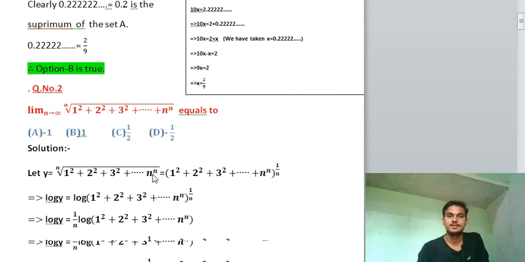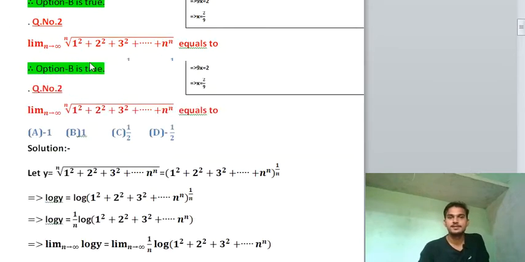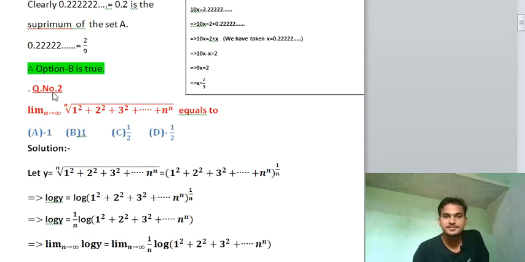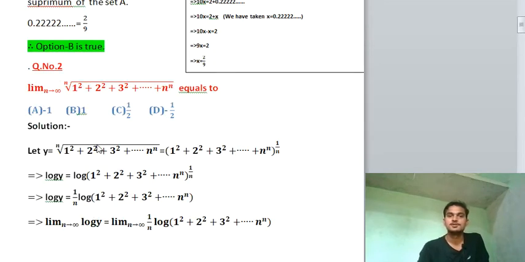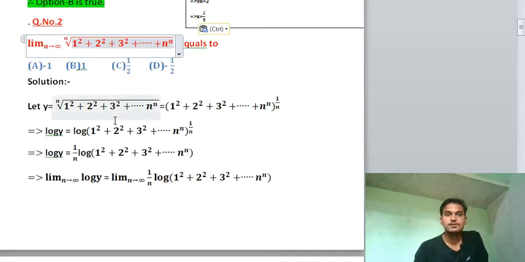Option B is true. Then we'll come to question number 2, and it is given in question number 2 a limit as n tends to infinity of this is equal to dash. So first we'll take y is equal to this. We can also write it as 1 square plus 2 square plus 3 square plus up to n to the power n, whole to the power 1 by n. So we took y is equal to this.